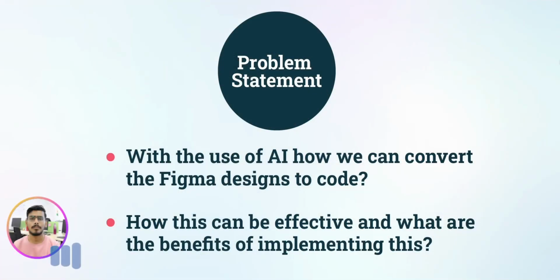Our first problem statement is, with the use of AI, how can we convert the Figma designs to code? That is, with the various AIs available, how can we convert the sections or the Figma designs to code in the various frameworks as we want? And our second problem statement is how this can be effective and what are the benefits of implementing this. With the usage of AI, how will it help a developer or a team to be more effective and provide various benefits?